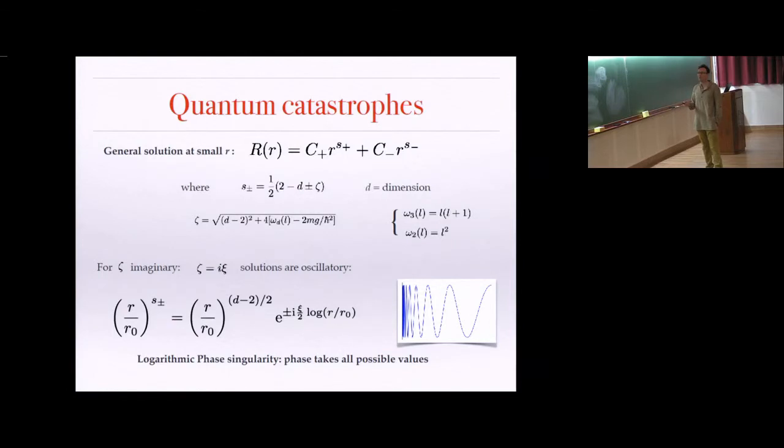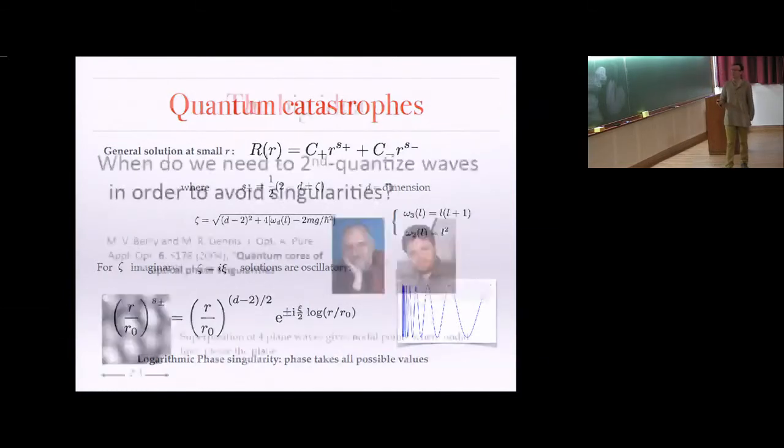falls to the center. So the phase is oscillating faster and faster until it's undefined. Okay, so this is an example of a singularity where phase loses its meaning. And indeed, that shouldn't surprise us too much because phase is a very classical concept. There's no quantum operator for phase, or no Hermitian quantum operator for phase. So phase is actually a rather semi-classical idea.